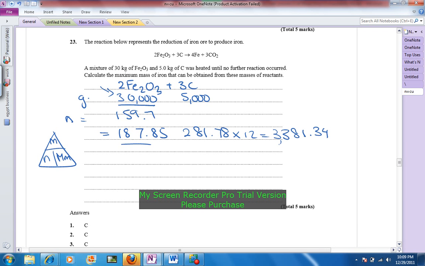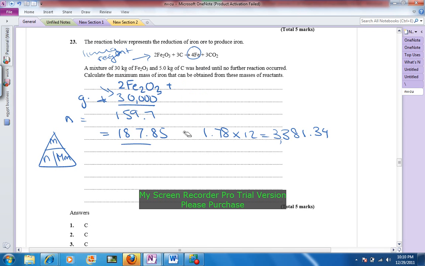So if you compare, you get about 3,381 grams. If you use 30 kilograms of Fe2O3, how many grams of carbon would you need? You need about 3,000, and you have 5,000. So obviously carbon is in excess, and Fe2O3 is the limiting reagent. So we need to use this number to figure out how much Fe is going to be formed.